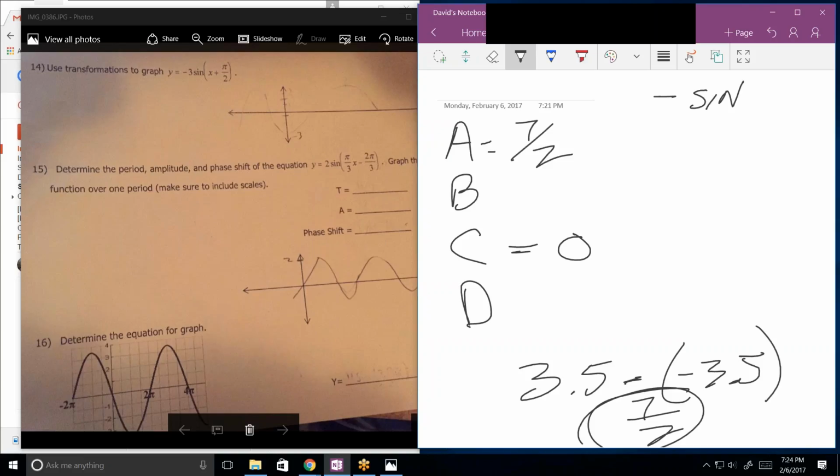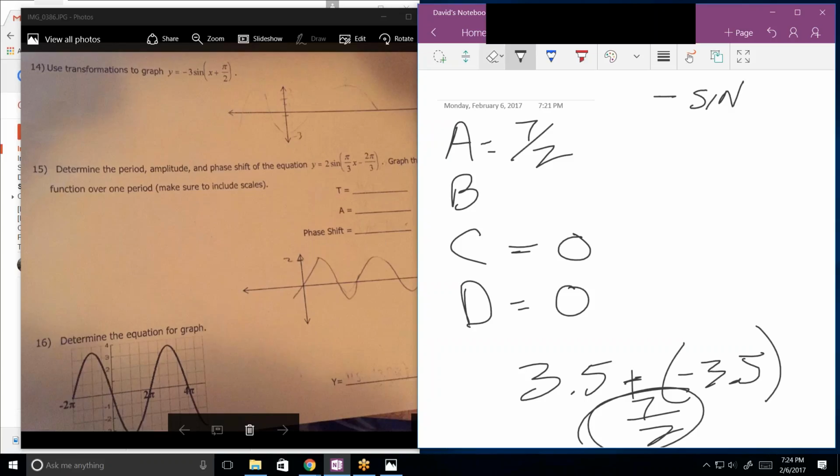Incidentally, D you get by taking the peak, adding the minimum, and dividing by 2. Well, if I take 3.5 and add it to negative 3.5, I get 0. Divide by 2, so D is 0 also.